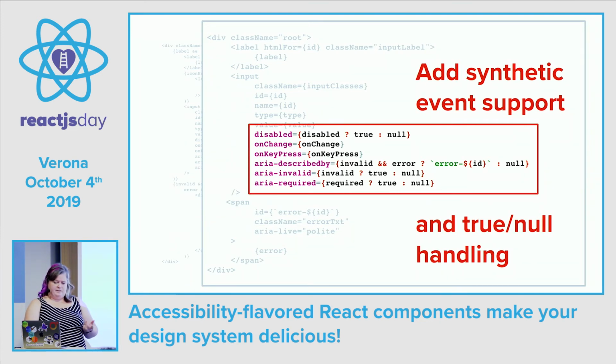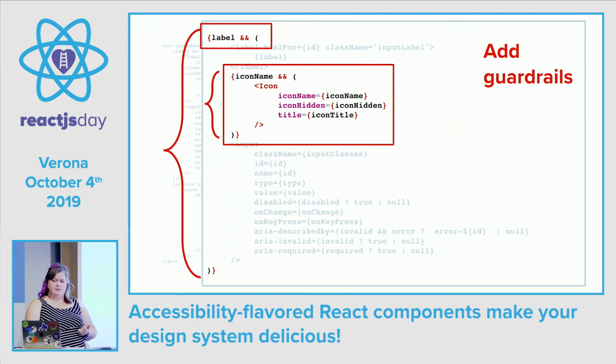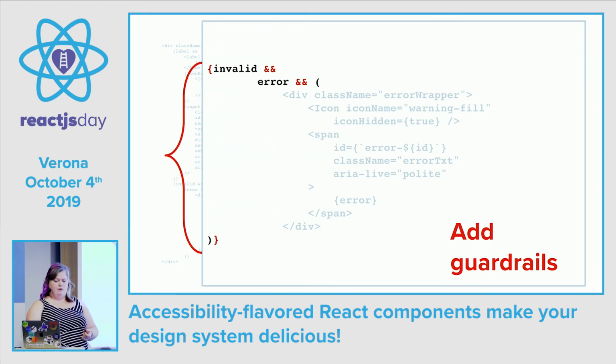And we're going to support some synthetic events like onChange and onKeyPress. And then we're going to add our guardrails. No label, no input. Period. That will encourage developers to remember to always add those labels. And if the designer hasn't added it, throw it back to the designer. Need a label, please. If they don't pass in an icon, no icon. We also do the same thing for our error messages. If they don't pass in invalid and error handlers, you don't get the error message. So this is a great way to help guide everyone to develop accessibly.